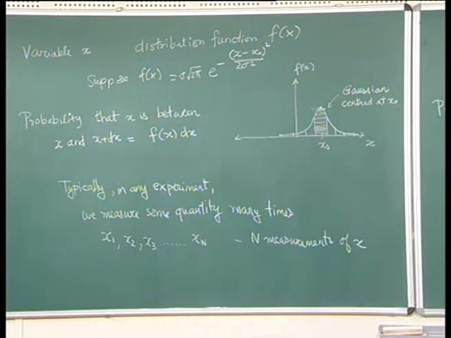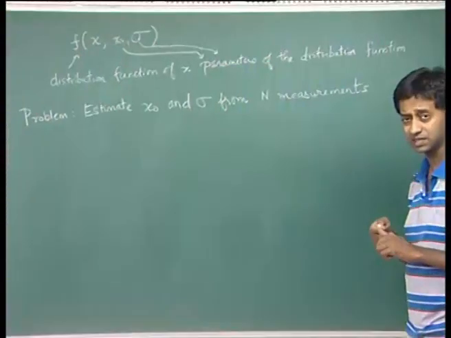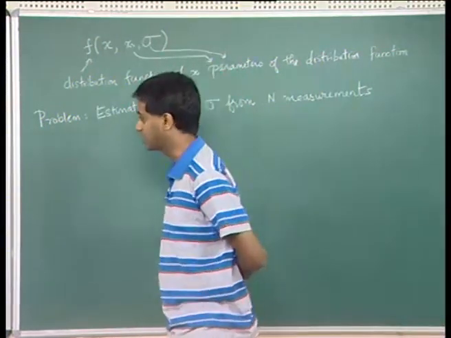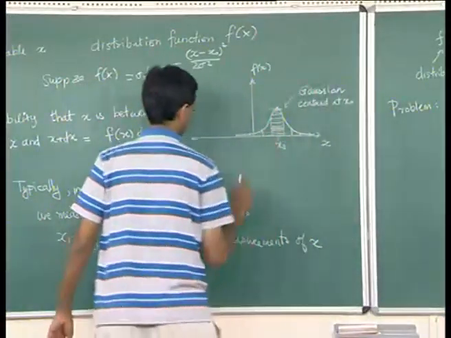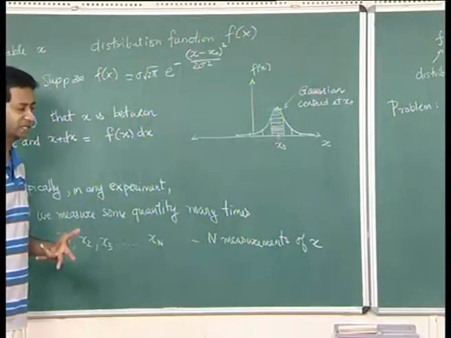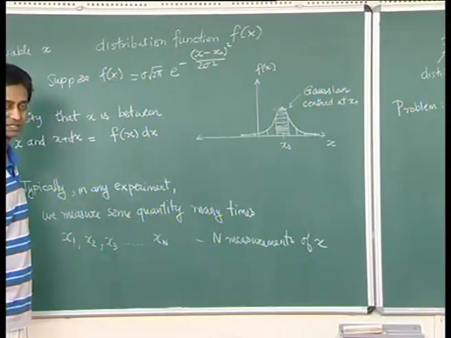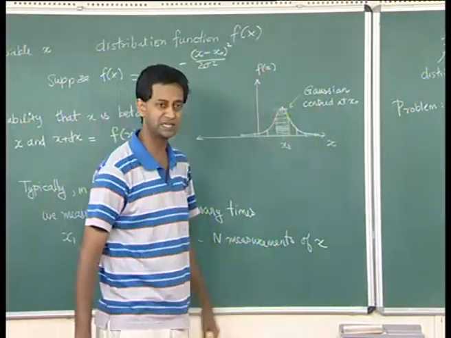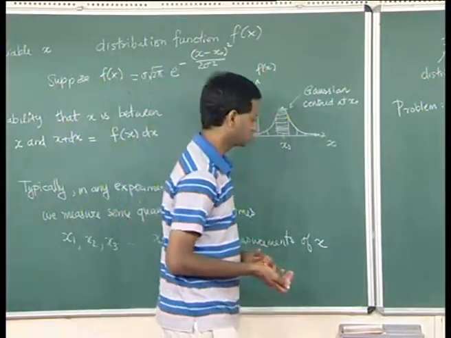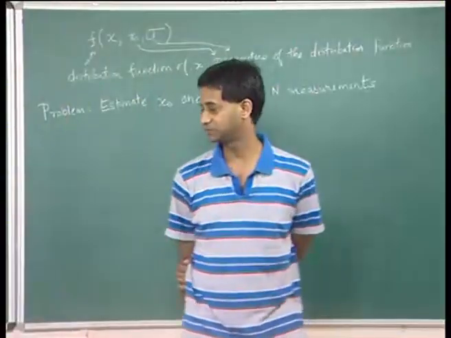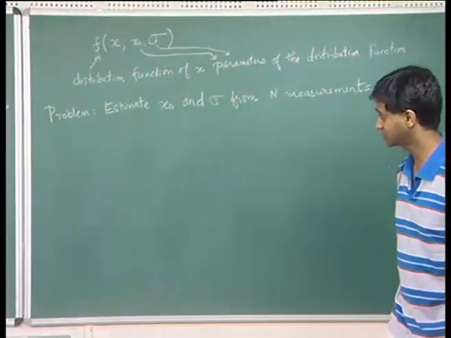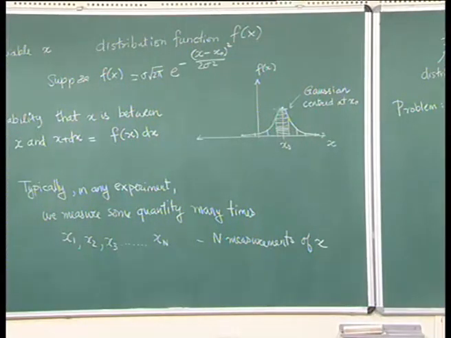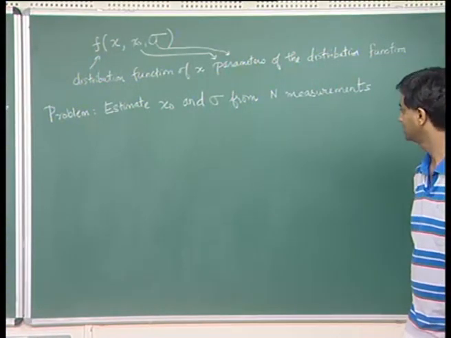So this in some sense is the crux of what we are doing in all our measurements. What we are doing in any measurement is to estimate the parameters. The parameters that we are estimating are related to the distribution function. Sometimes you are only interested in the mean of the distribution function, the most likely value, which is also the same as the mean in this case. So how do we go about estimating x0 and sigma from these measurements?